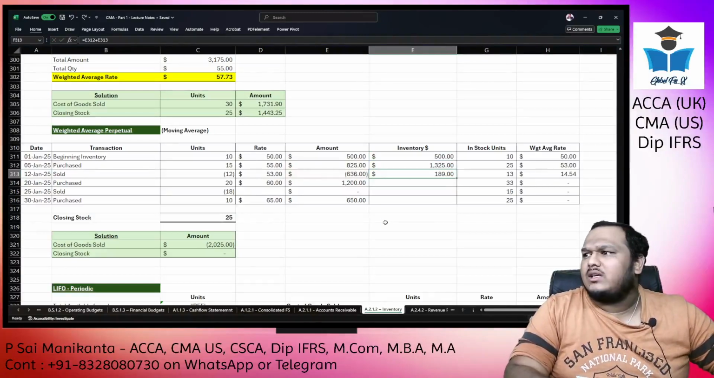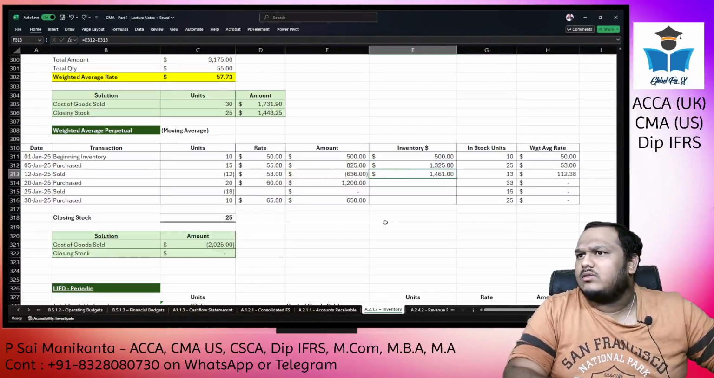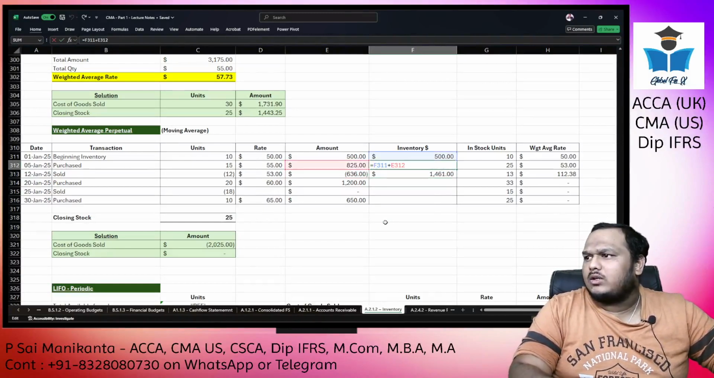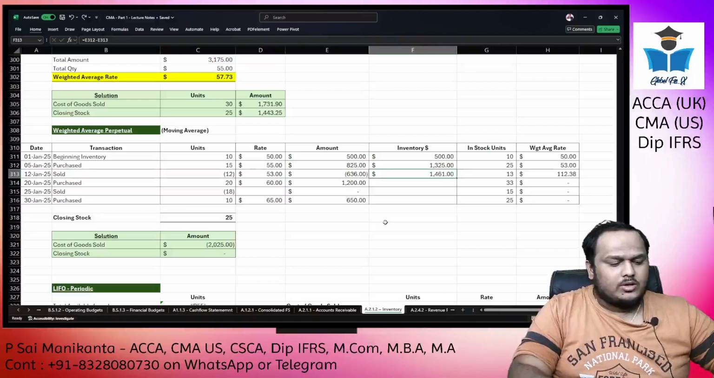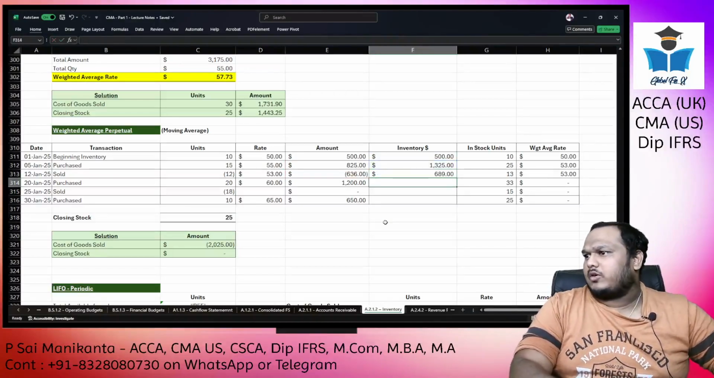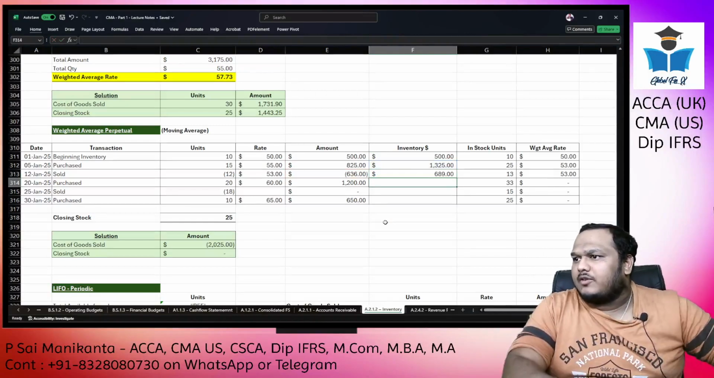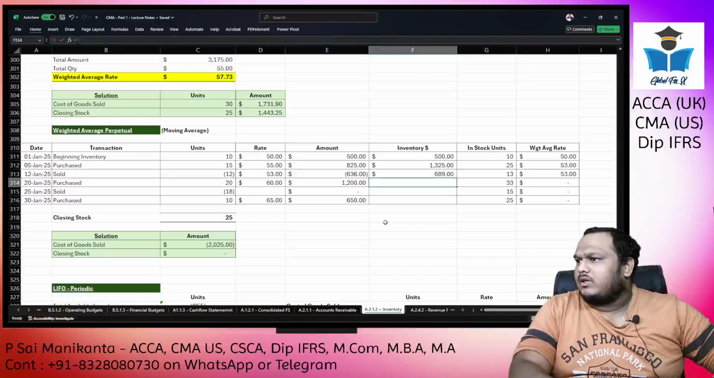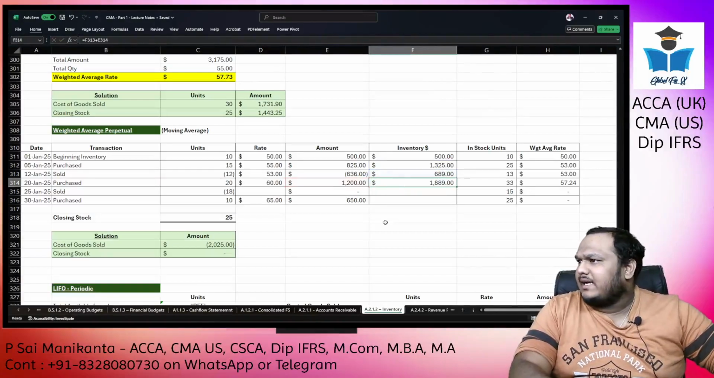What was there earlier? Amount plus amount. Okay. That's why the formula. Inventory plus amount. Okay, now it makes sense. Then after that, we purchased some more. So inventory will be 689 plus 1200, 1889.